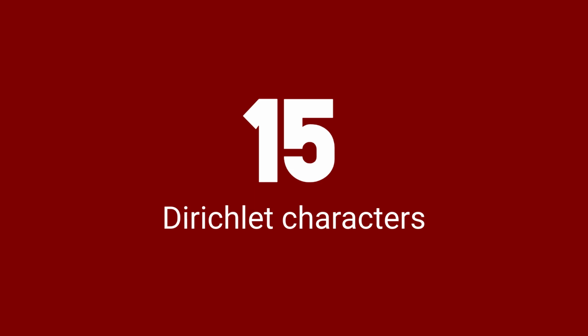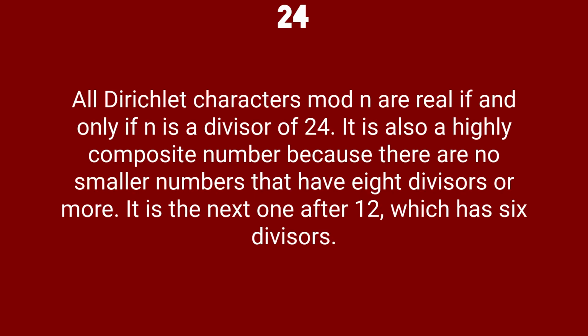Dirichlet characters. All Dirichlet characters mod n are real if and only if n is a divisor of 24. It is also a highly composite number because there are no smaller numbers that have 8 divisors or more. It is the next one after 12, which has 6 divisors.